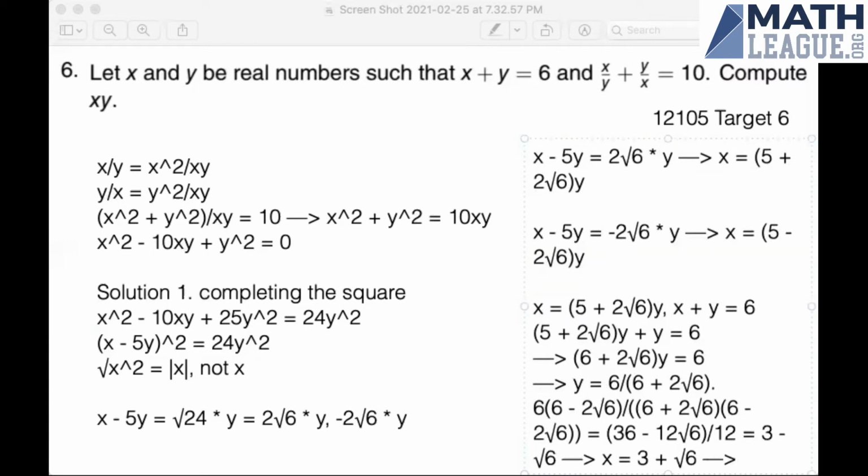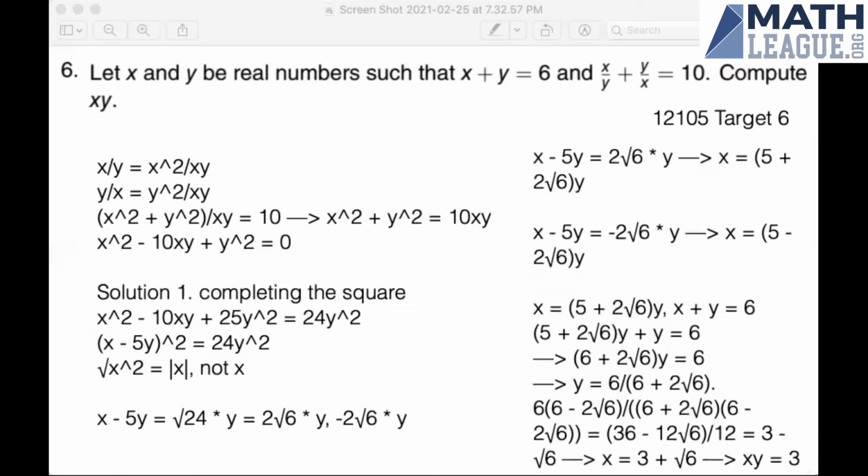Now we get xy equals 3 plus square root of 6 times 3 minus square root of 6. You expand one more time. You get 3 squared minus 3 root 6 plus 3 root 6 minus root 6 squared. That's 9 minus 6, the 3 root 6 terms cancel out. 9 minus 6 is 3. And we're done with that approach.